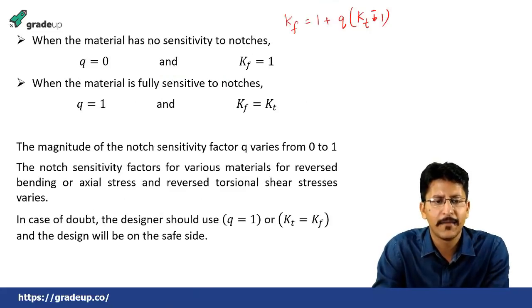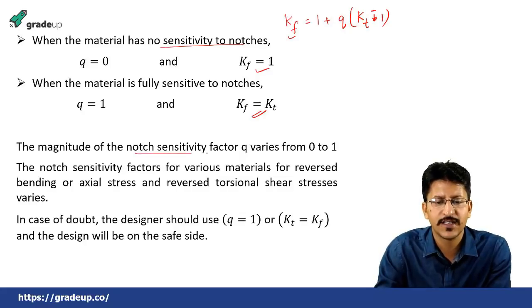Okay. So when the material has no sensitivity to notches, that means Q is equal to 0. In that case, the Kf will be 1. And when the material is fully sensitive to notches, then Q will be equal to 1. So this Kf will be equal to KT. The magnitude of the notch sensitivity factor, you can see, varies from 0 to 1.